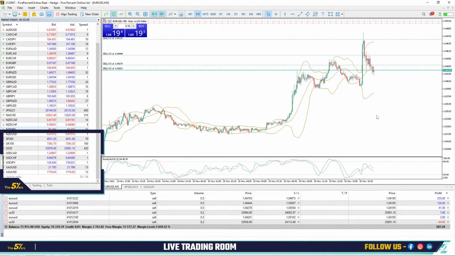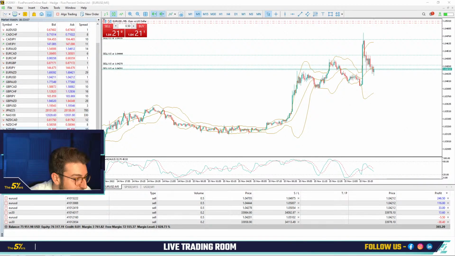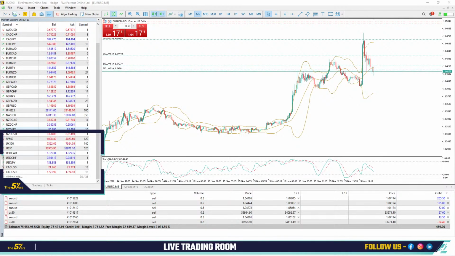Okay, let's check if the camera has cooled down. We will see if it works right now. Not yet. No, overheated. Never mind. I think I will probably finish the trading room without the camera. That's fine. I think the most important thing here is to look at the chart and at the trades. So everything is fine.